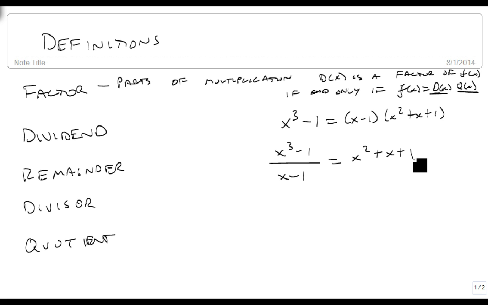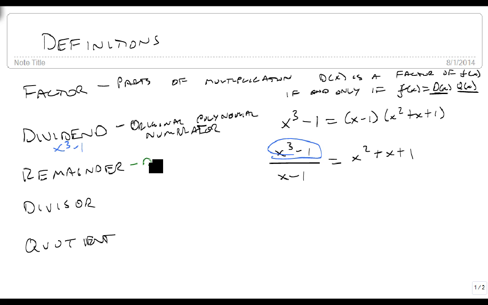And this is where our pieces come in. So our other definitions. The dividend is the original polynomial. It's the numerator. In this case, x cubed minus 1 is my dividend. The divisor is what we divide by. So in this case, it's x minus 1.